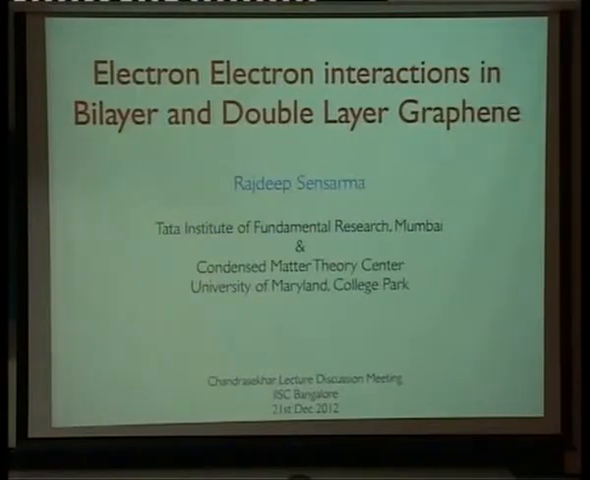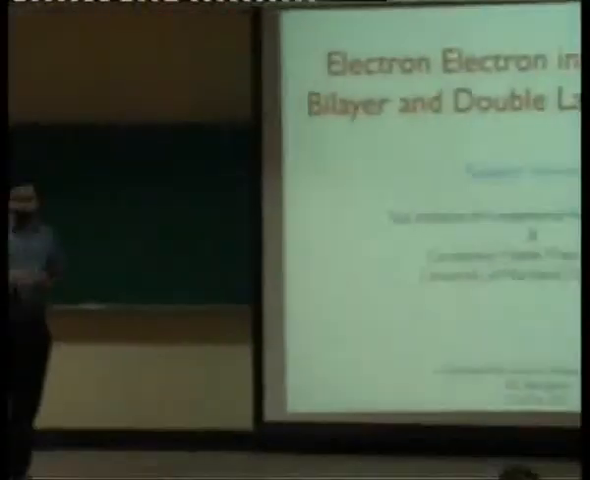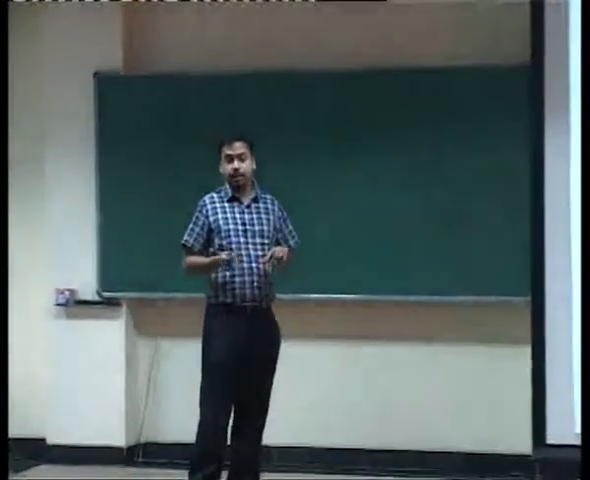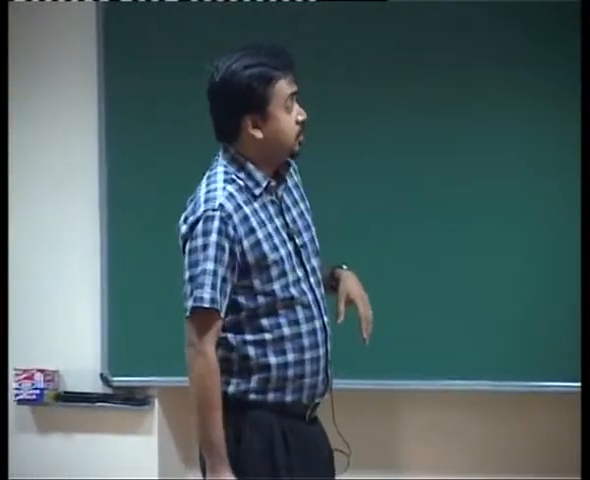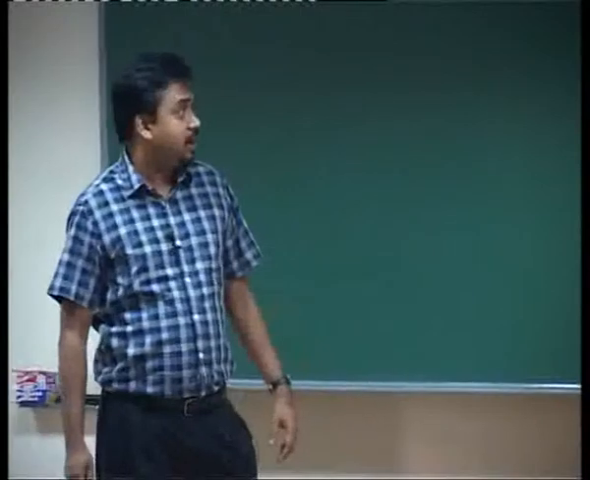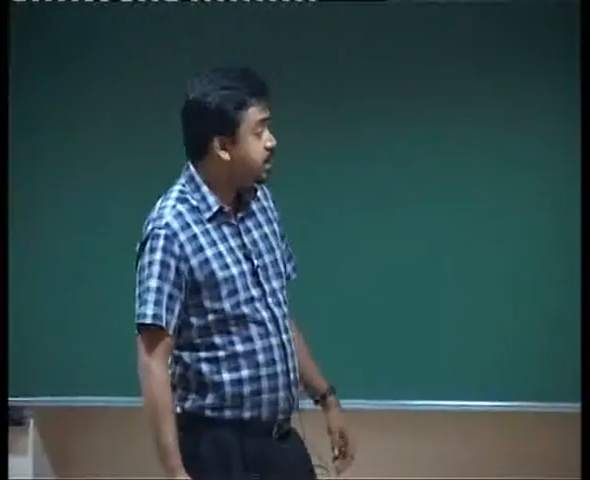I changed my title a little bit, and you will see why. I was here when Jim was giving his very nice talk on exciton condensation in bilayer quantum Hall systems, and we had done some work about exciton condensation in double layer graphenes. So I wanted to add that, and I changed the title a little bit. I'll talk about electron-electron interactions in bilayer and double layer graphene.